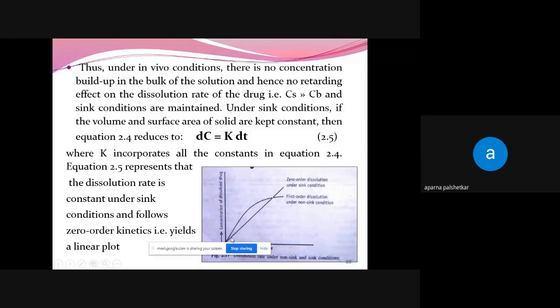Here the concentration of the dissolved drug with respect to time is being plotted. So the dissolution rate is constant. If we say under sink conditions, you get a constant straight line, which follows zero order kinetics and gives you a linear plot. But if I follow first order, what happens? Initially, the drug is going to get solubilized in the bulk solution. But if the bulk solution is not replaced or replenished, then there is going to be a saturation, which could give you a curvilinear plot.